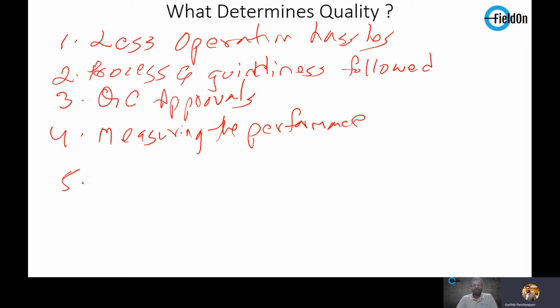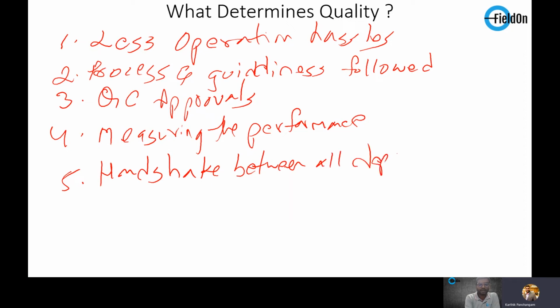And then handshake between all departments. True. In a way, how the information flows between various departments actually determines the quality of the project. A better communication and a better collaboration between on-field and back office and the GIS team, GIS team and again the planning team will actually determine how the quality of the project is moving towards, right? So handshake between all departments, agree to it.